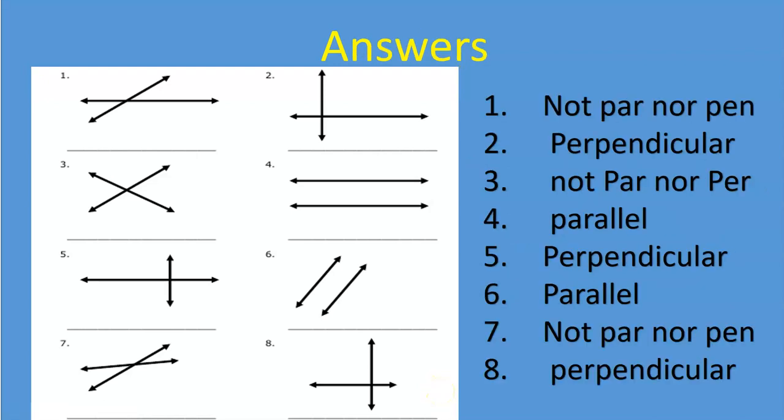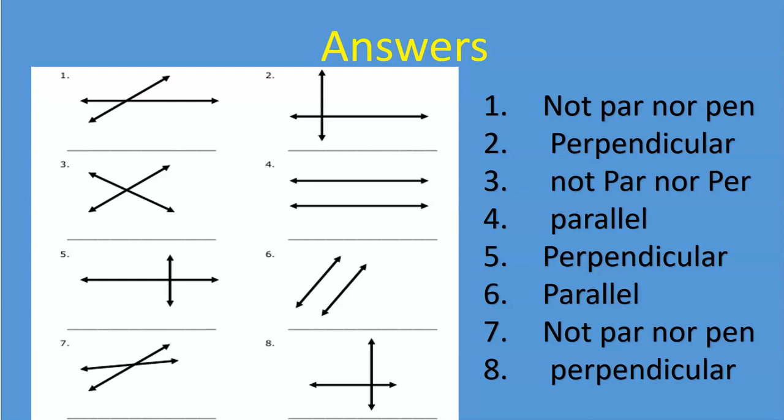Number 1, it's not a parallel nor a perpendicular. Number 2, perpendicular lines. Number 3, not a parallel nor a perpendicular line. Can you tell me why? Because it doesn't form exactly 90 degrees.